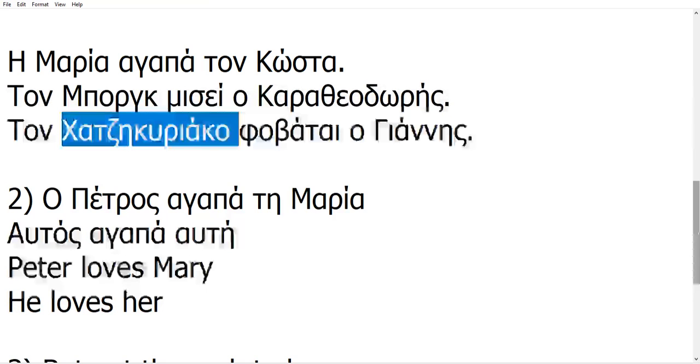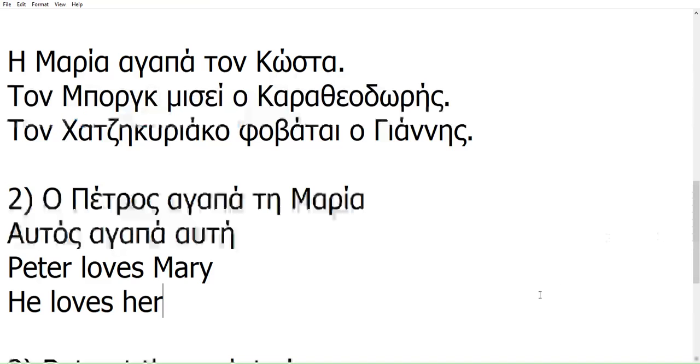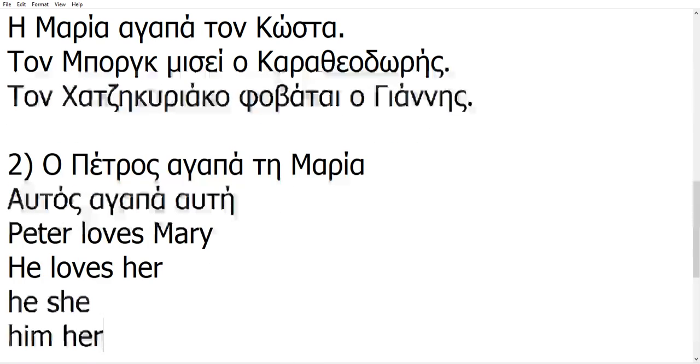Ο Πέτρος αγαπά τη Μαρία. Peter loves Mary. I could rephrase that as he loves her. And now I have an accusative in English. Okay? Because look, in English, he and she are nominative. It's the case of the subject. Him and her are accusative, they're object.